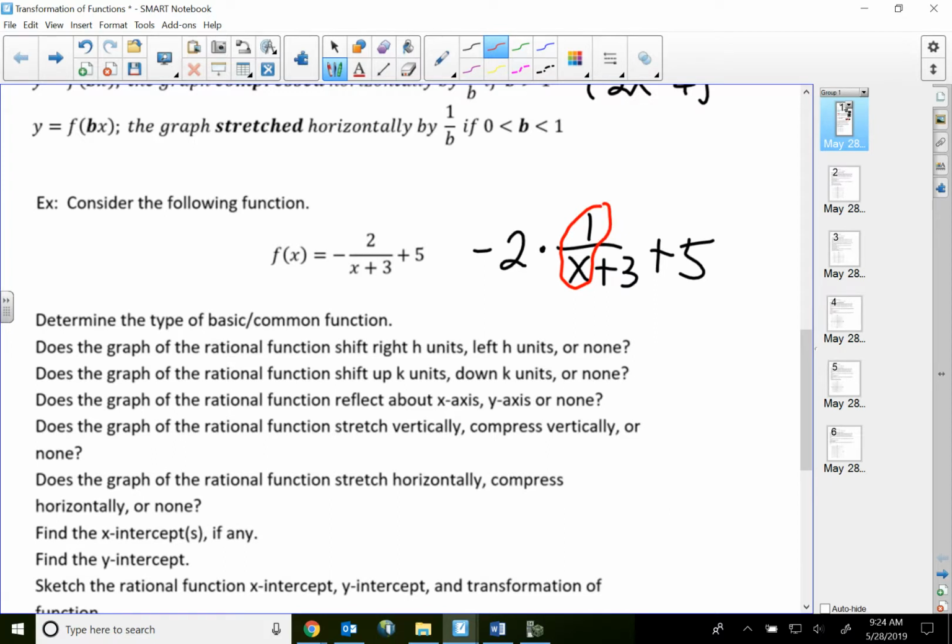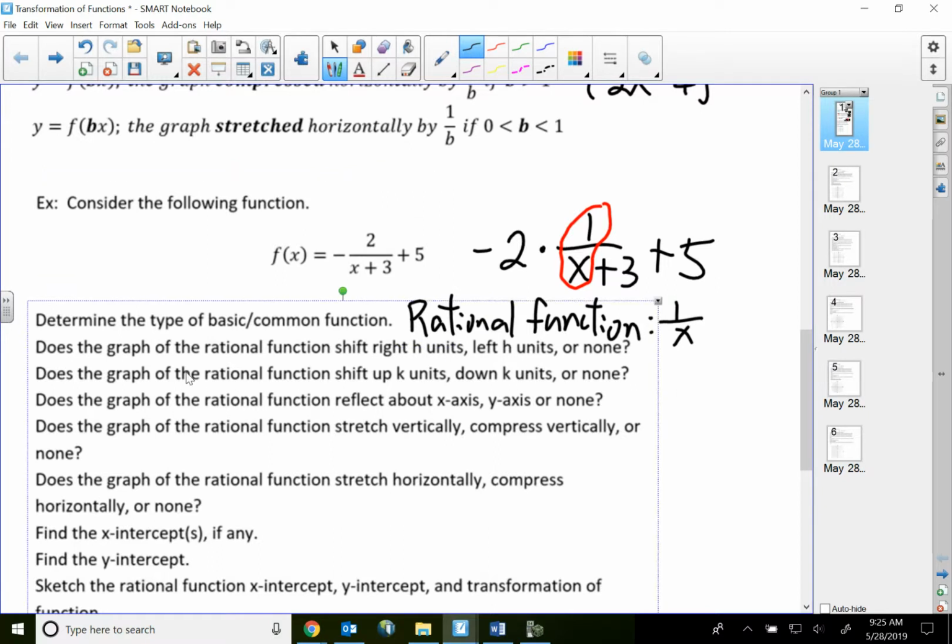Okay, so which type of basic or common function is it? It's a rational function, in the form of 1 over x. All right, you need to tell me the name of it.